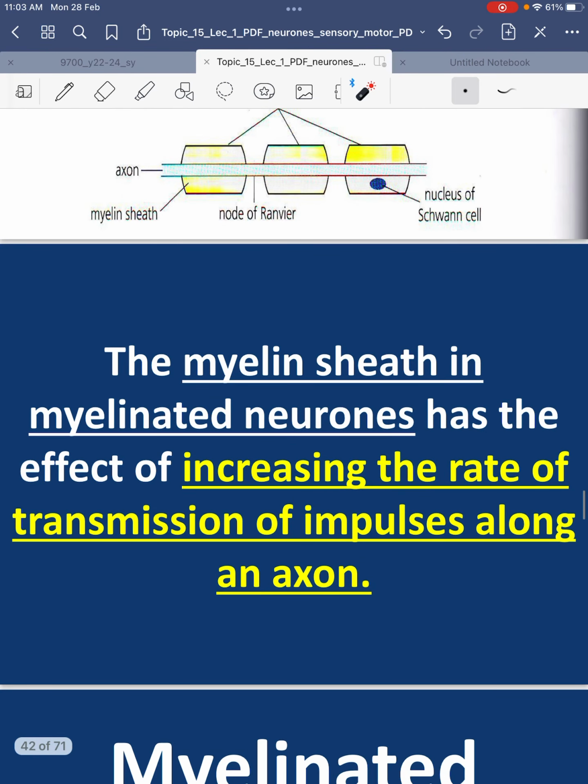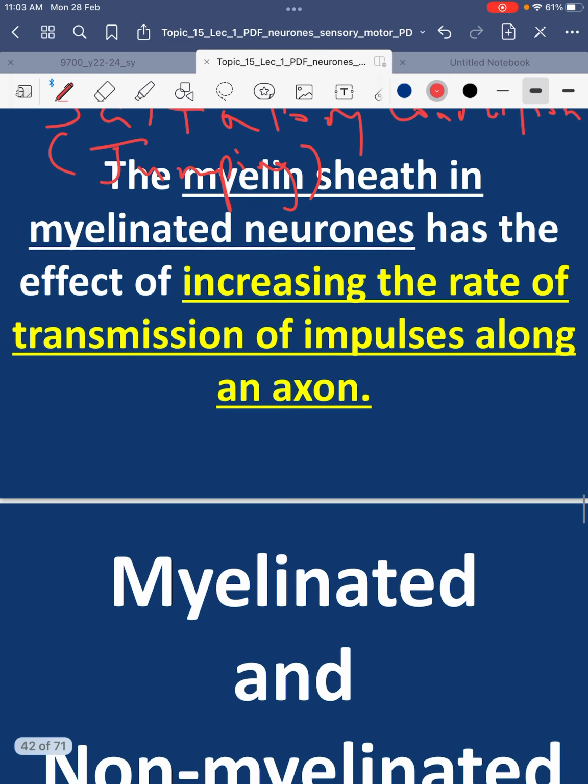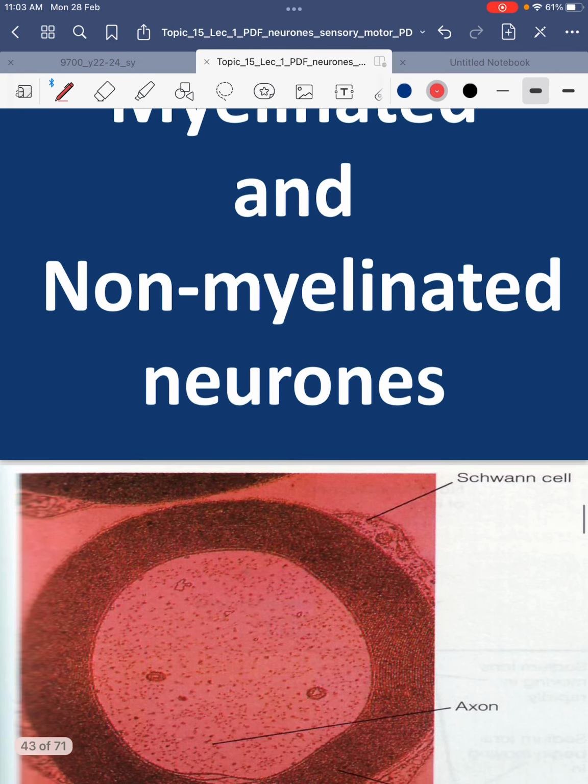So the purpose of myelin shield is increasing the transmission of electrical impulses. So that's what I called just now saltatory conduction. Saltatory means jumping. Saltatory conduction, myelinated and non-myelinated.